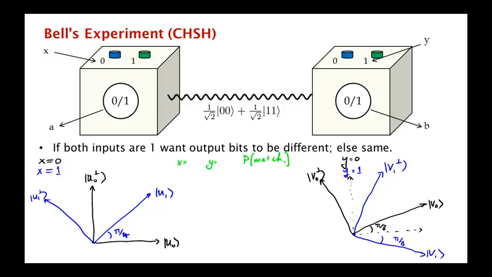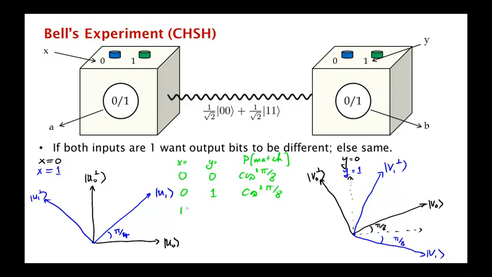Okay, so if x equals 0, y equals 0, then we are measuring in the black bases on both sides, and the angle between them is exactly pi by 8. So the probability of match is cosine squared pi by 8. If x equals 0, y equals 1, then we are measuring black here and blue there, but the angle between these is also pi by 8. So the probability of match is cosine squared pi by 8.